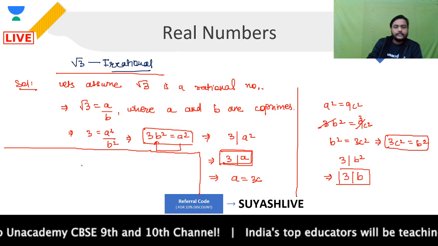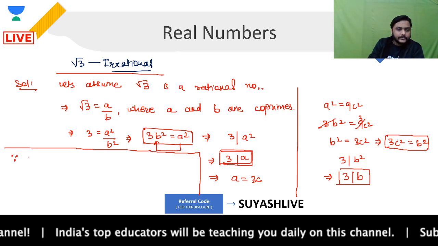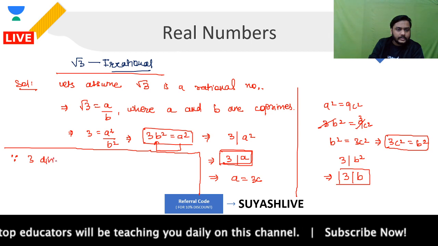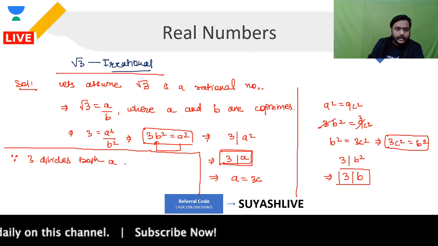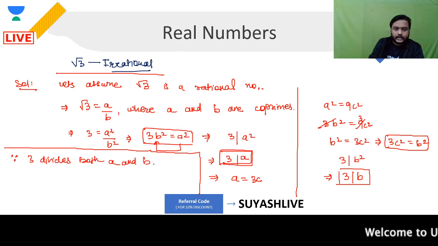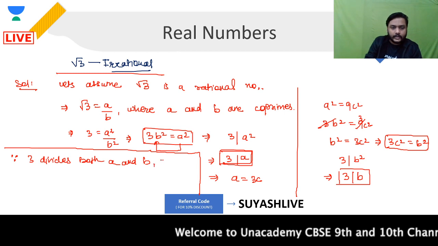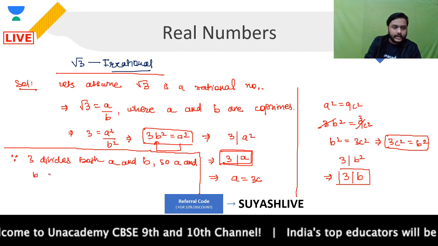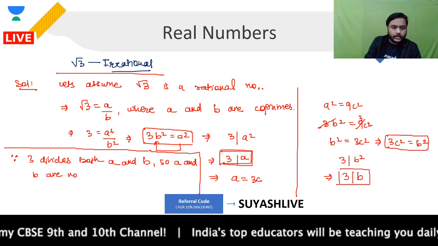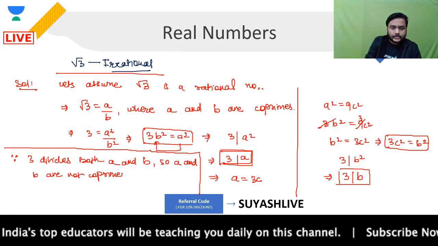It clearly signifies, guys, that because 3 divides both A and B, you can write it either the previous way or this way. 3 divides both A and B. So A and B are not co-primes. Okay? And because they are not co-primes, what will you say?